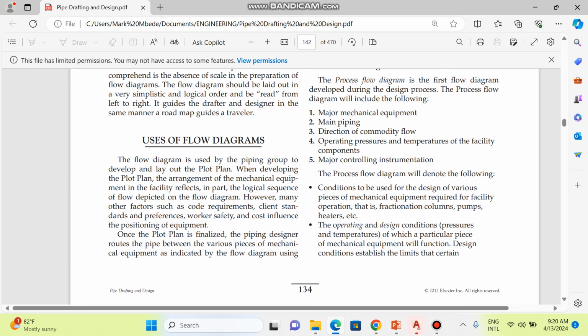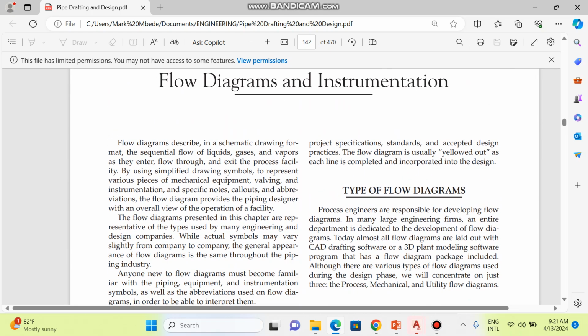It says the flow diagram is used by piping groups to develop a layout and plot plan. When developing the plot plan, the arrangement of the mechanical equipment in the facility reflects the logical sequence of flow depicted on the flow diagram. However, many other factors such as code requirements, client standard and preference, worker safety and cost influence the positioning of equipment and are taken into consideration. That is a very nice one from this book.